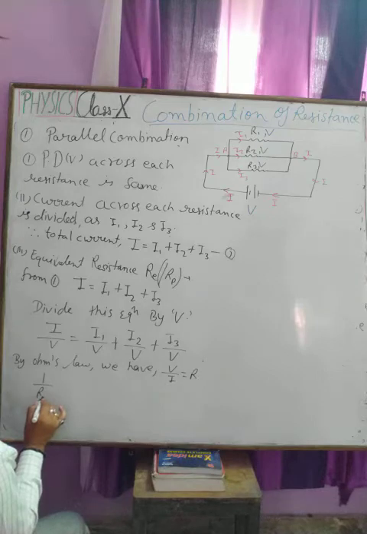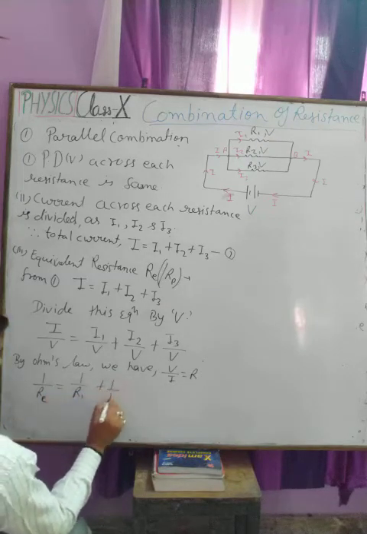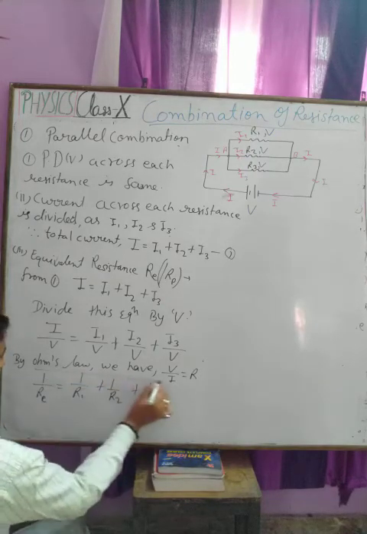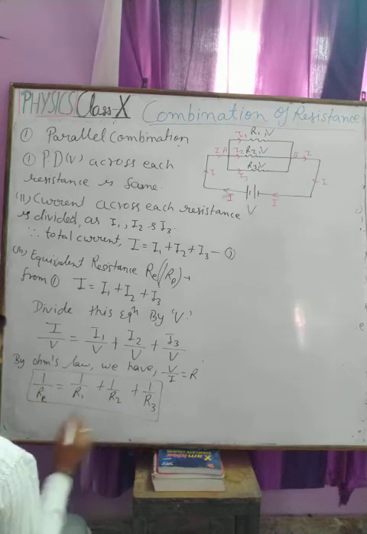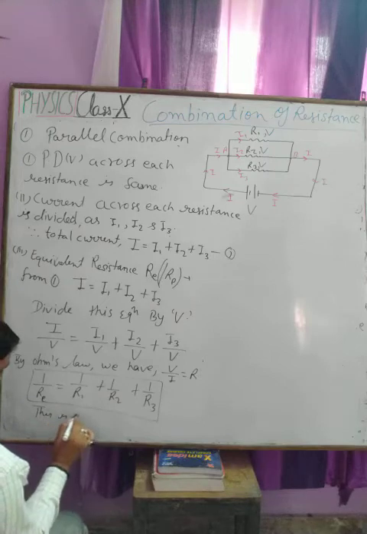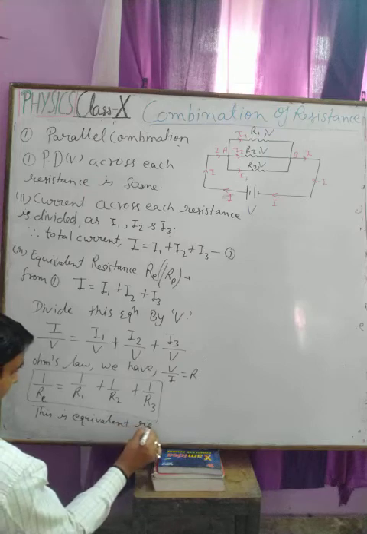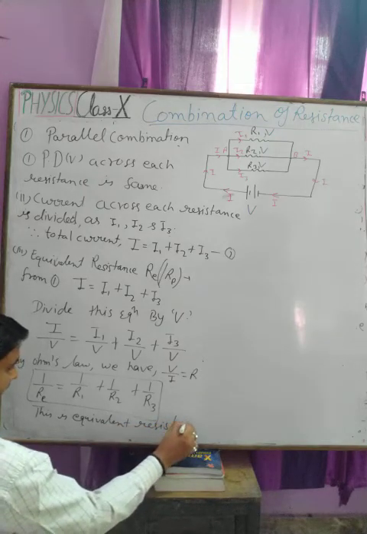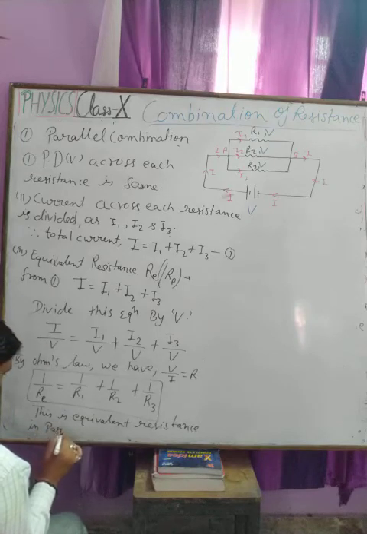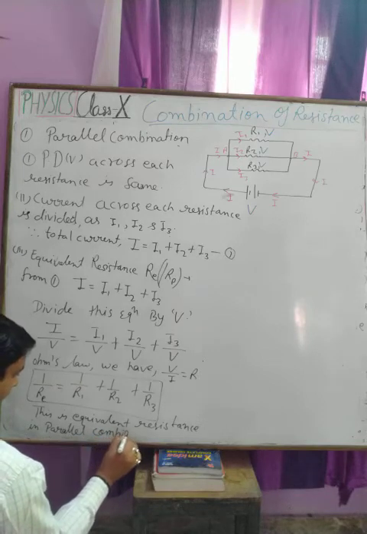R equivalent: 1 upon Re is equal to 1 upon R1 plus 1 upon R2 plus 1 upon R3. This is equivalent resistance in parallel combination.